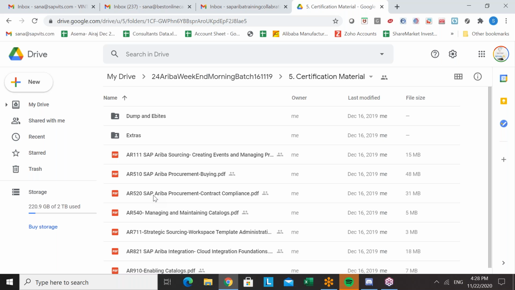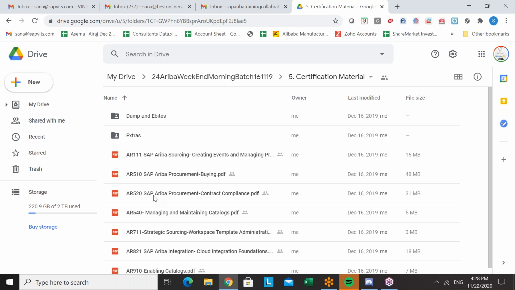So for all of you who are going to go for the certification, I will say complete the session. Once you complete the session, you will find the different books like AR111, AR510, 520, like this. You have to read this document mandatorily. Exactly. Then basically the first folder you will click.